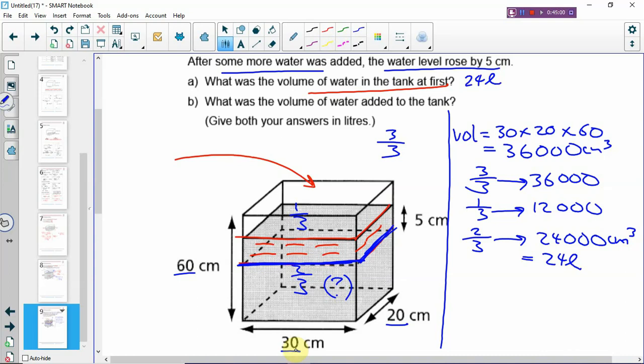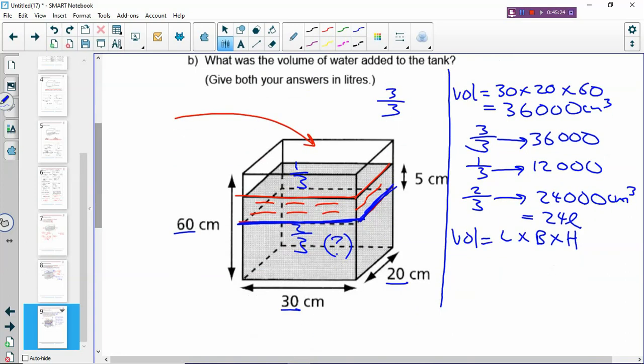Alright, so what was the water added to the tank? If you look at the red color water, the red color water is the water that you added into the tank. So how do you find how much more water you add inside? To find that, which is the volume, that will be equal to length times breadth times height. So you may want to write out the formula so that you know what to do next. If you are finding the volume of the red color water, which is the water added, then your height must also refer to the same thing, which is 5 cm. Your height, you have to refer to the same thing, right?